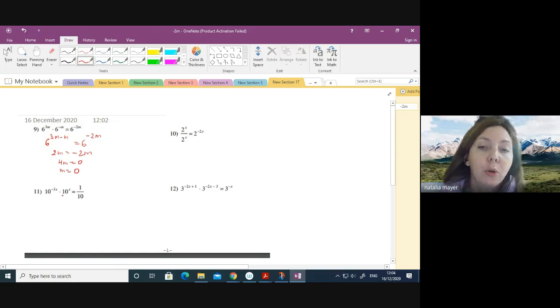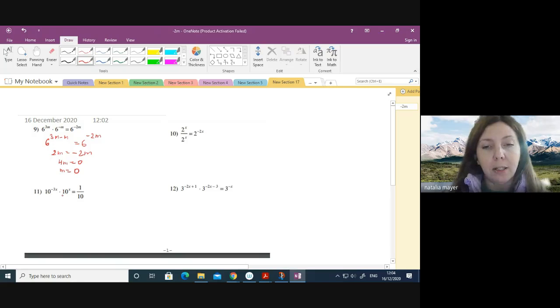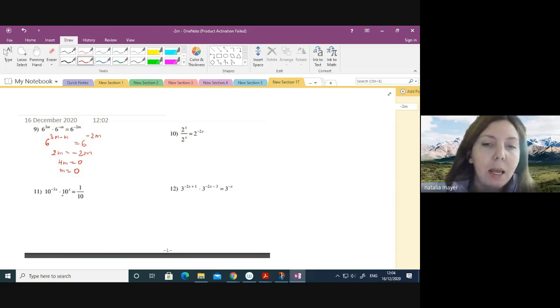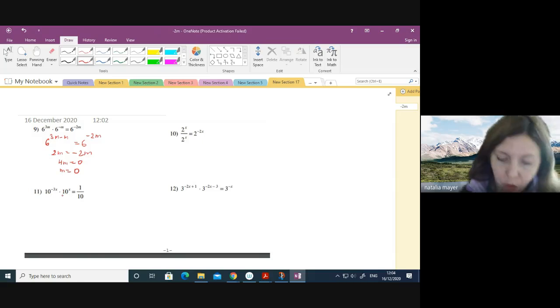Okay, so as I told you, this is the second stage. Now we will be adding an extra step in solving the equation. It's either applying one of the exponent laws, which we know, or looking for the same base. So let's do question 11.